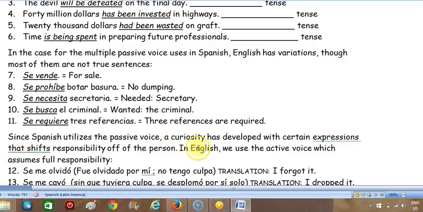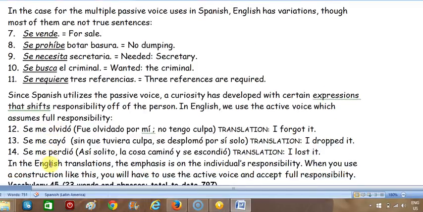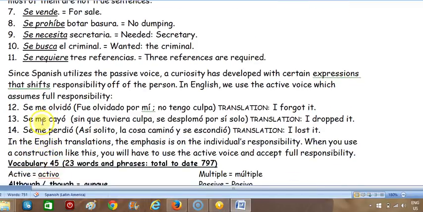shifts responsibility off of the person. In English, we use the active voice, which assumes full responsibility. So this was really funny for me when I was learning Spanish. I would hear people say "se me olvidó," and I would analyze this grammatically and say, "Whoa, that doesn't sound like I forgot it." In English, you're going to say "I forgot it," so I did it. But with this one, it sounds like it was forgotten by me, which sounds like I'm not to blame. So I don't know what you think about that, especially with this one, number 13.